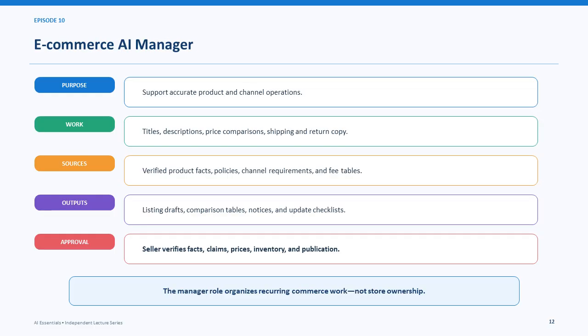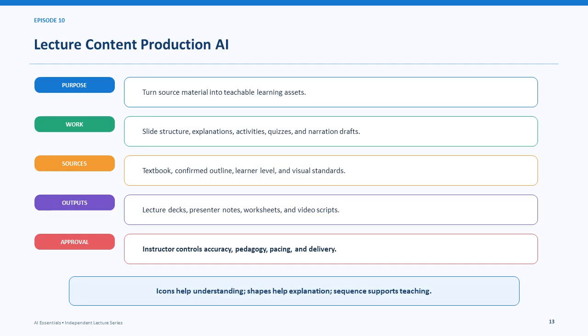An e-commerce AI manager supports product and channel operations. It works from verified product facts, platform requirements, and listing standards, while the manager verifies titles, claims, prices, inventory, and publication. A lecture content production AI turns source material into teachable learning assets. It uses learner level, visual standards, and verified references. The instructor controls accuracy, pedagogy, pacing, and delivery.